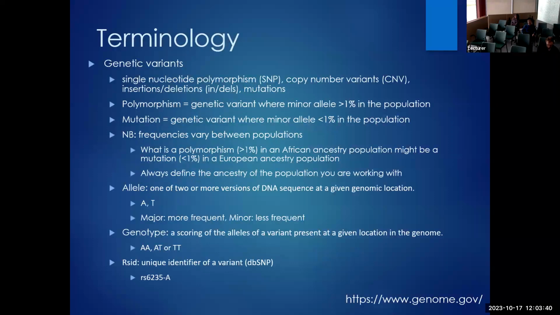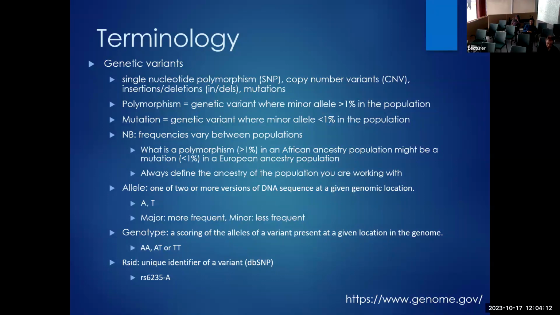Firstly, terminology. Genetic variants incorporate lots of different types of genetic variation. Single nucleotide polymorphisms, copy number variants, insertions, deletions, and mutations. Polymorphisms are specifically a genetic variant where the minor allele frequency is greater than 1% in the population. A mutation, again, is specifically a variant that is at less than 1% minor allele frequency in the population.